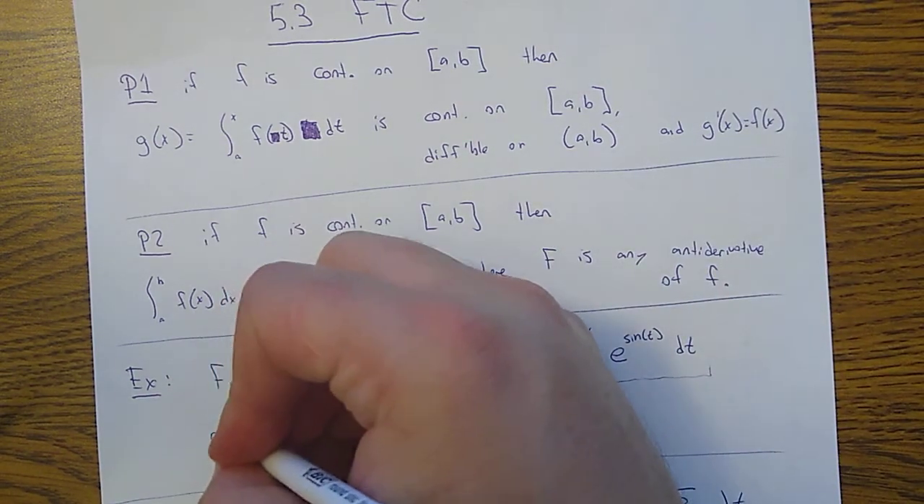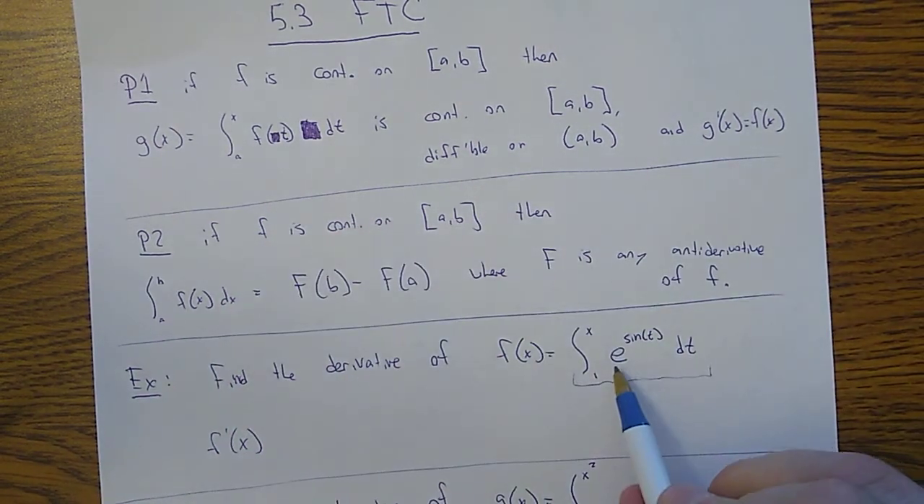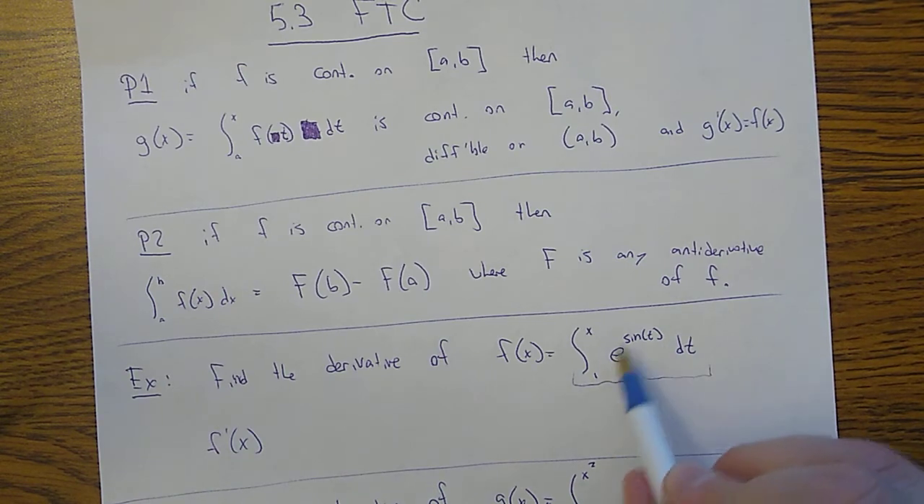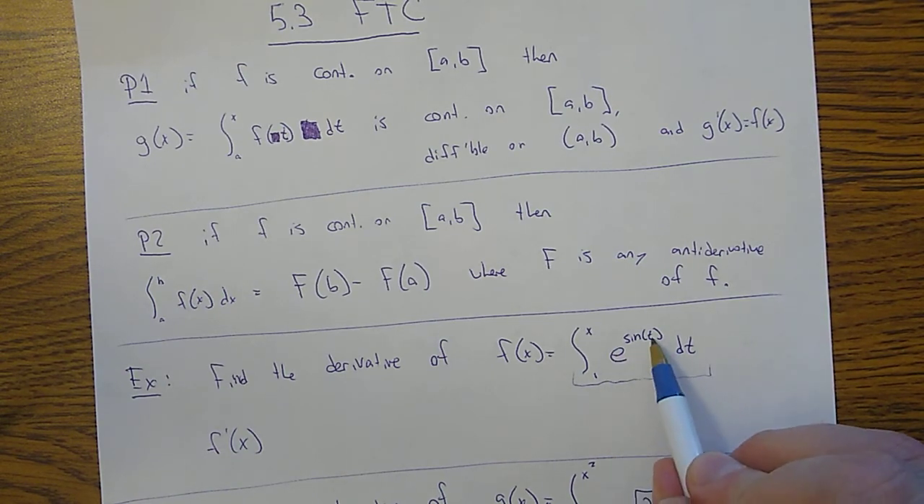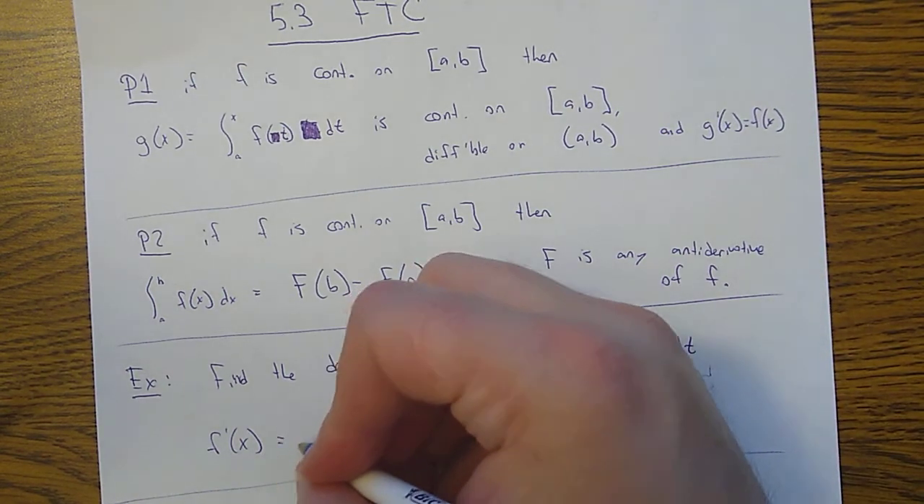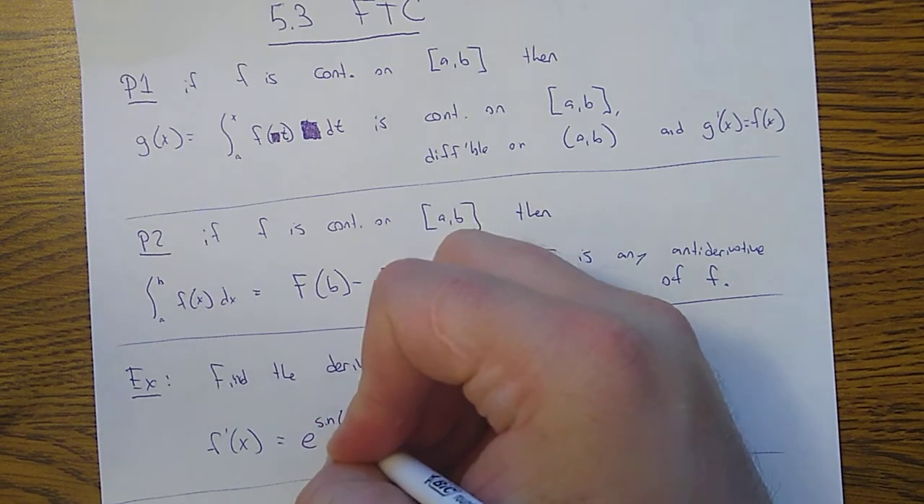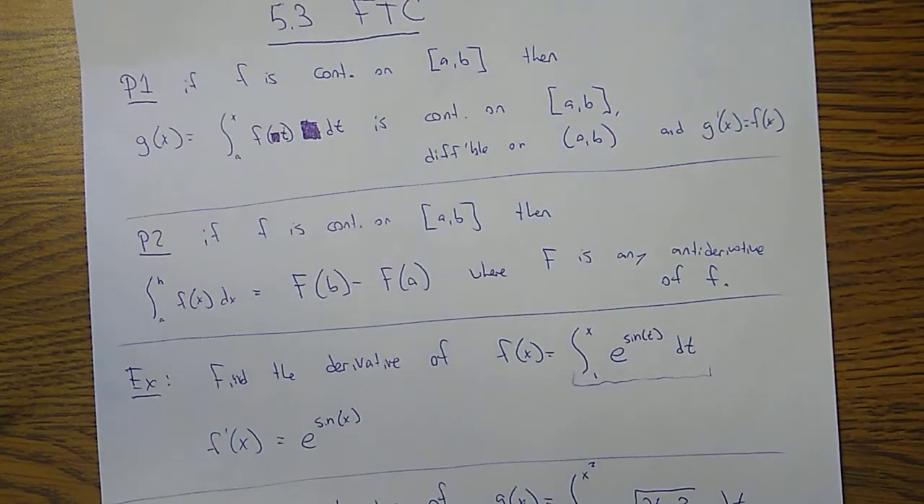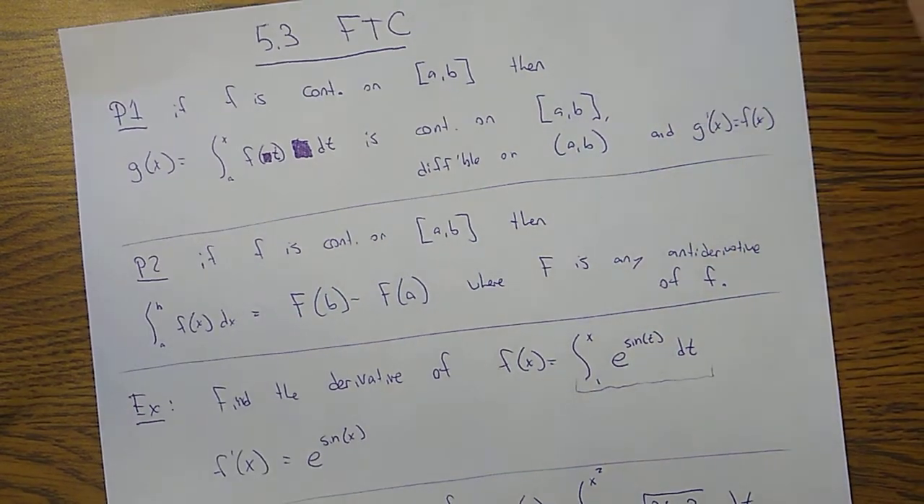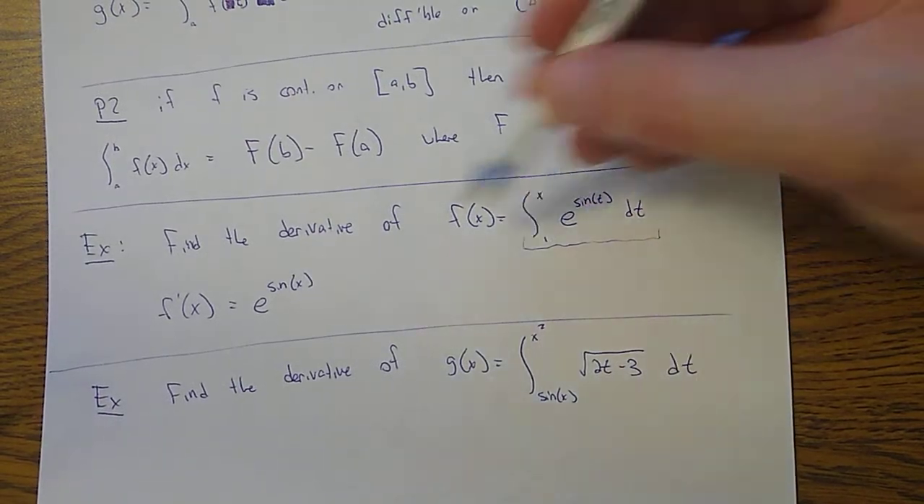F prime of x, it's just this function on the inside, but I replace t with x. So it's just e to the sine x. If you know what you're doing, this is the easiest question in the world. You just copy this down and you put x instead of t.